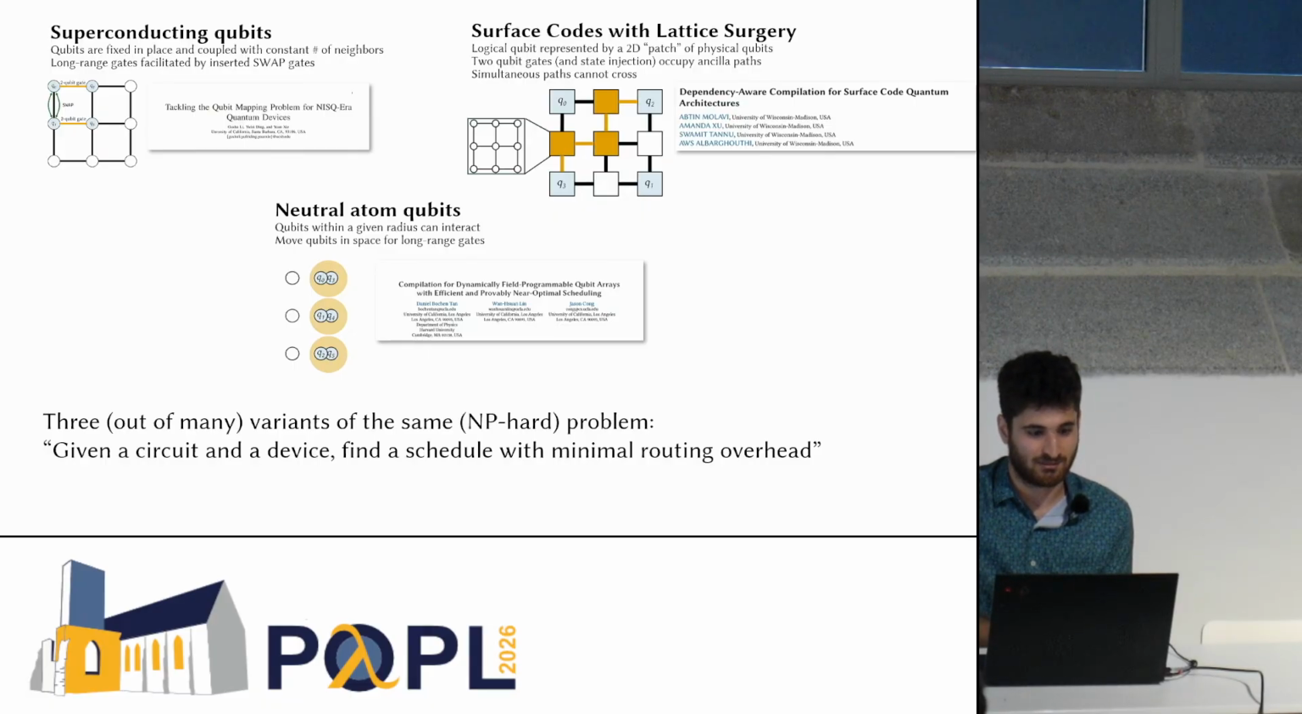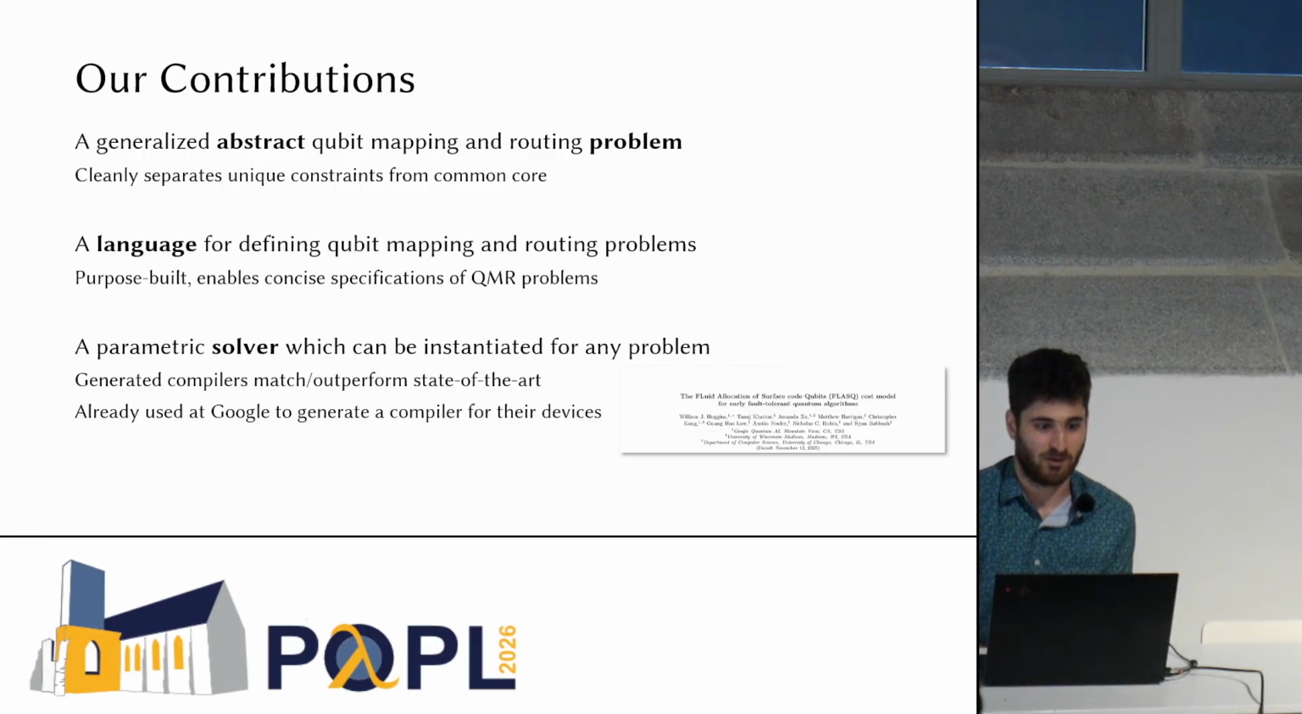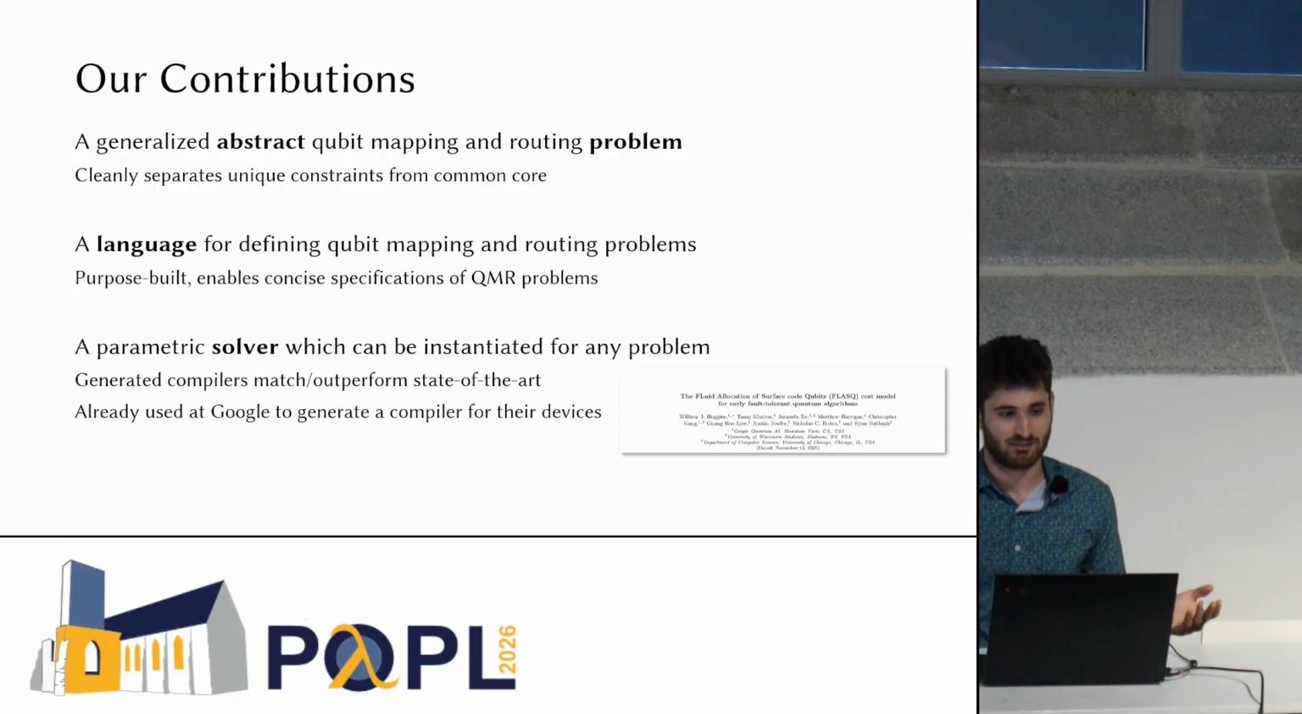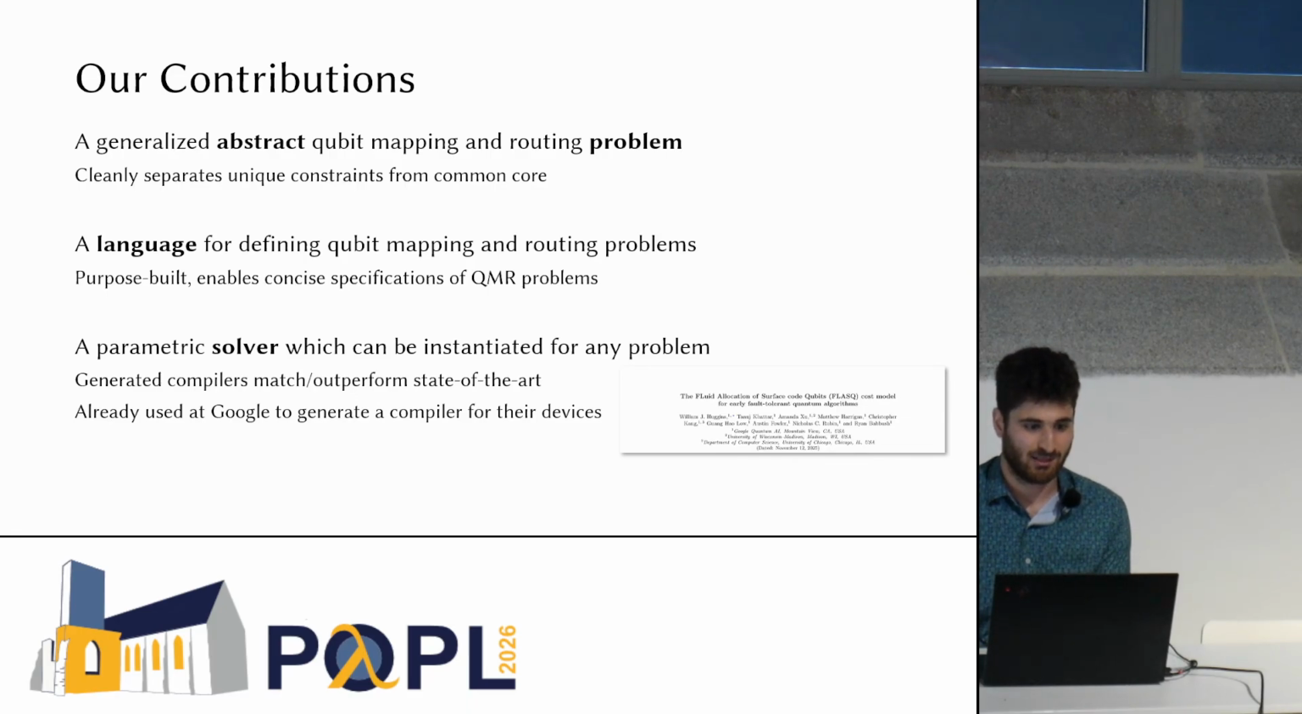So our idea is to unify these things. And the contributions of our paper are first a generalized abstract problem that captures these 3 examples and many more examples of qubit mapping and routing problems that allows us to separate which of these are fundamental to the process of executing something on a quantum computer and which of them are specific to a particular platform. We also design a language for defining new qubit mapping and routing problems, which allows us to quickly iterate and generate new compilers, which are powered by our parametric solver.